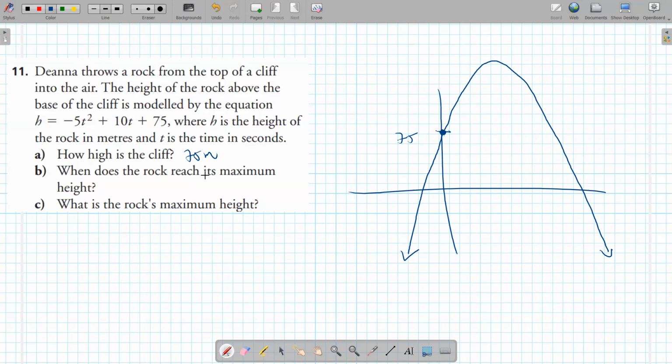So we need to find the h, which is the midpoint of the x-intercepts, which is the x value of the vertex. So let's go find the x-intercepts for this. How do you find the x-intercepts? Look at the equation. Negative 5t squared plus 10t plus 75. How do we find the x-intercepts here?